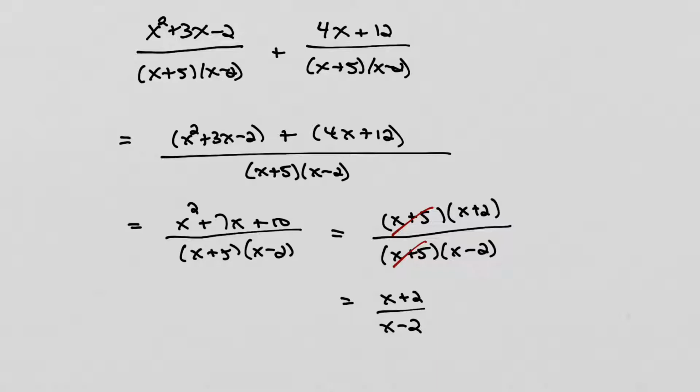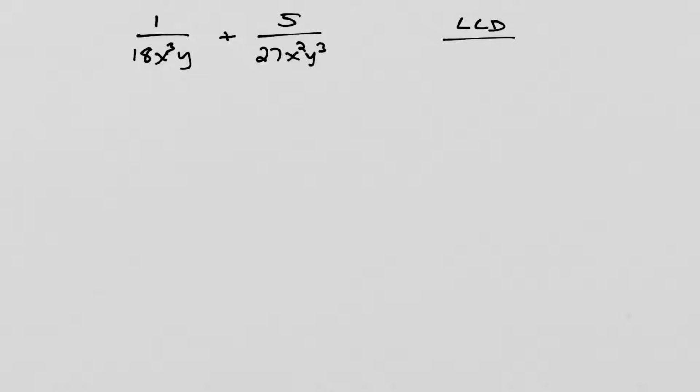All right, so let's try to find a couple where the denominators aren't the same. So here's one. Let's say 1 over 18x cubed y plus 5 over 27x squared y cubed. All right? And let's think about what the least common denominator is going to look like. If you notice, one of them has 3 x's and one of them has 2, so I need to have at least 3 x's down there. Right? So I'm going to have an x cubed in my denominator. One of them has 1 y, one of them has 3 y's, so I'm going to need to have at least 3 y's in there.